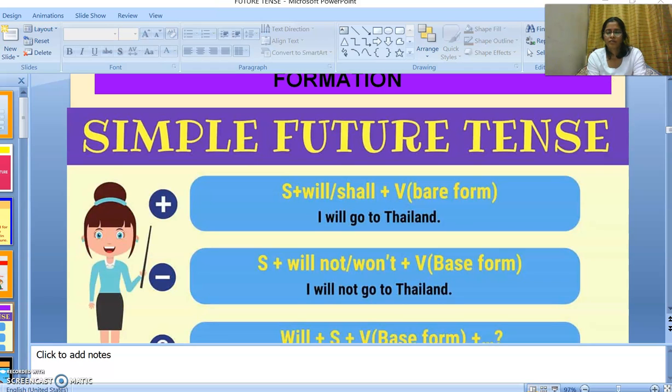Let's see its formation once again. Simple future tense: subject plus will or shall plus verb, base form of verb. Basically, it should be base form. By mistake, I have written will. So, what is the formation of simple future tense? Subject plus will or shall plus base form of verb. Example: I will go to Thailand. Second example, and it's a negative sentence: I will not go to Thailand. Similarly, you will form an interrogative sentence using the same pattern. Okay, I hope it is clear. Moving on to my next slide.